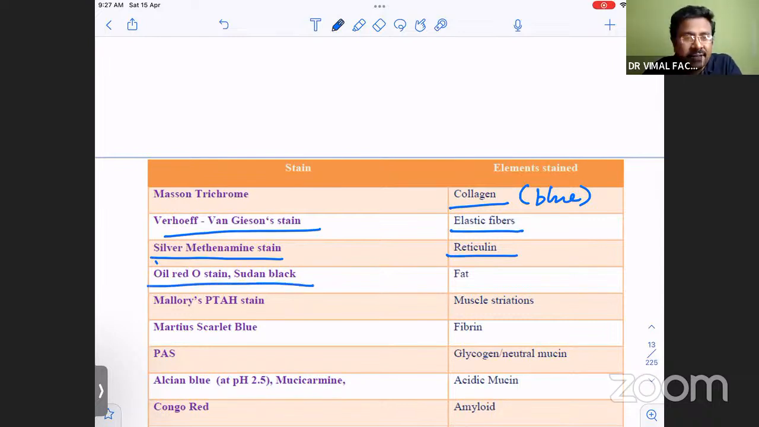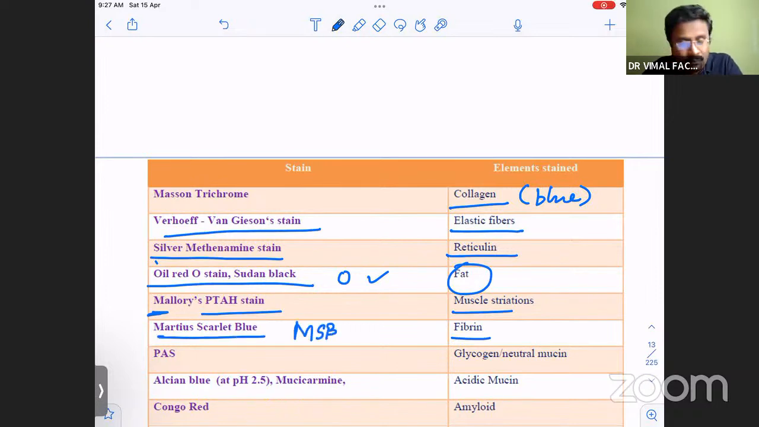Yes, all of our favorite Oil Red O. If you hear the word O, think of fat, fat droplets. Oil Red O and Sudan black, all of these are for fat. And for muscles, the special stain is Mallory's PTAH stain. For fibrin, to highlight the fibrin, MSB. MSB is nothing but Martius scarlet blue.